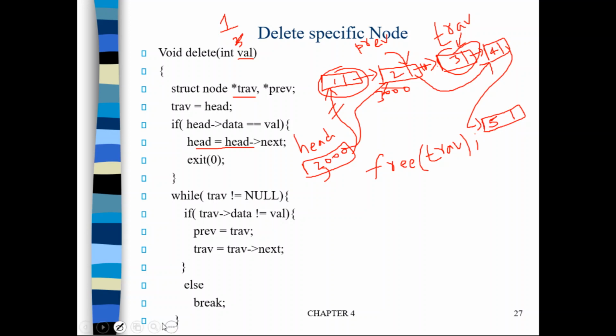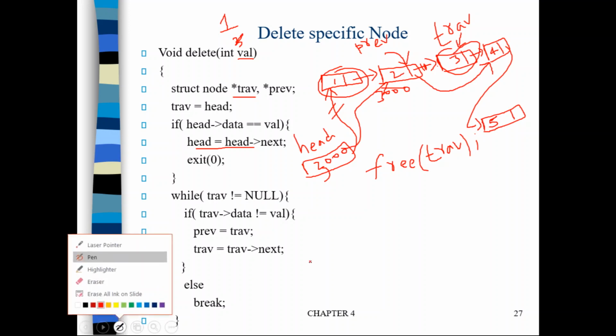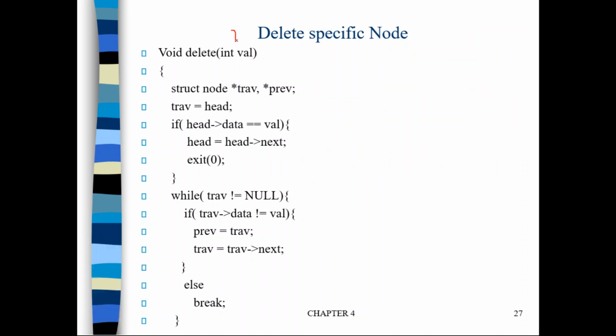Let us see the logic here. The diagram is clumsy, let me delete it. Let us assume this is 3. We are creating some pointers, node star traverse and star previous. Traverse is equal to head. In our case, head contains the starting address of the first node, which is 2000. So traverse also will hold 2000. It means traverse is also pointing to the first node.